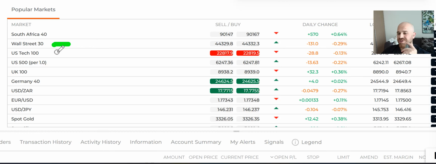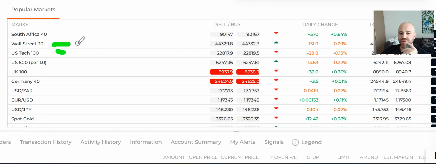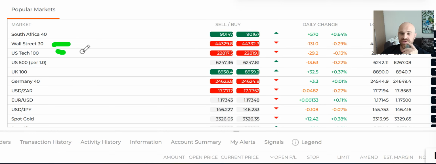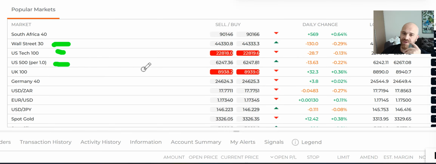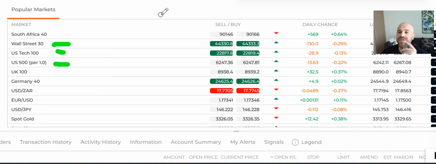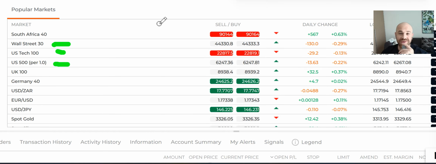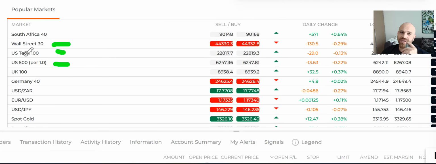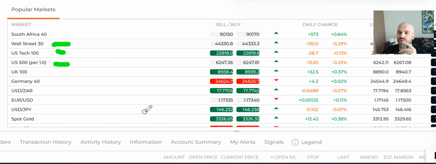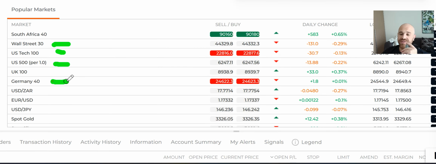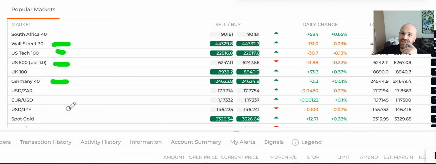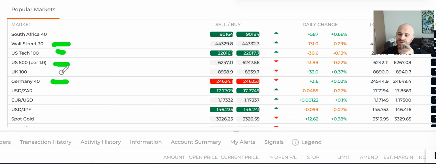So US Tech 100 is the NASDAQ. Wall Street 30, we said it was the Dow Jones. US 500 is the S&P 500. What is this? These are the indices of the stock market. Okay? They represent the stock market. US Tech 100 represents technology stocks, the biggest 100 technology stocks. And Germany 40 is the DAX. Again, the index for Germany, and UK 100 is the index for London, which is the UK.